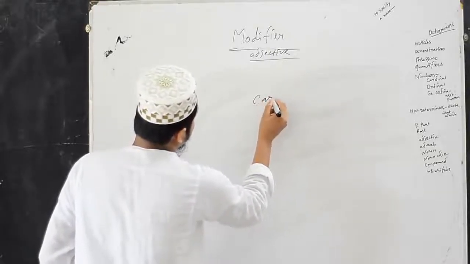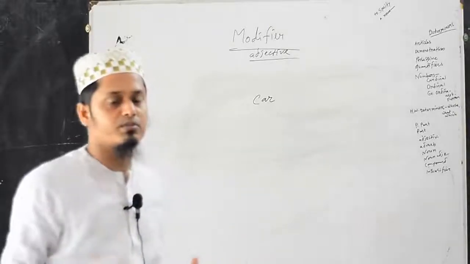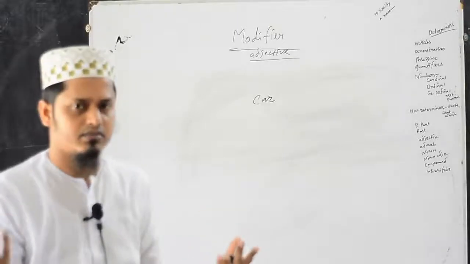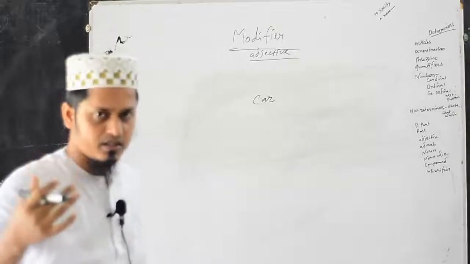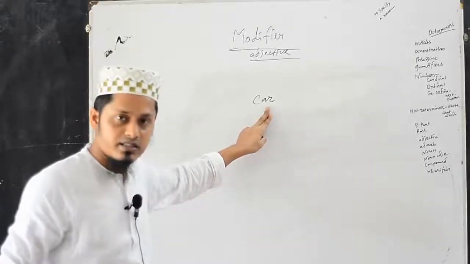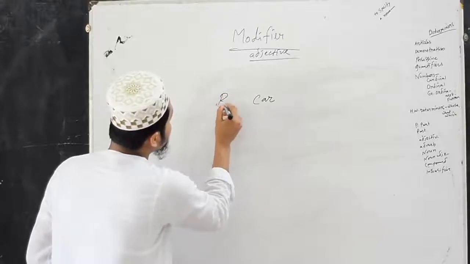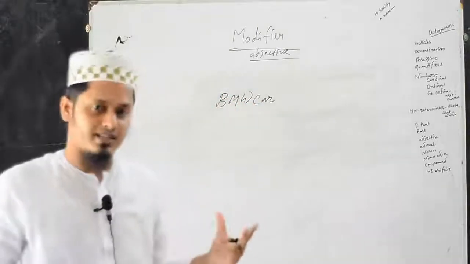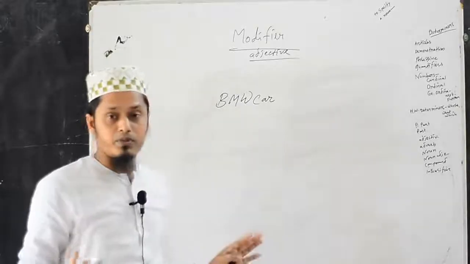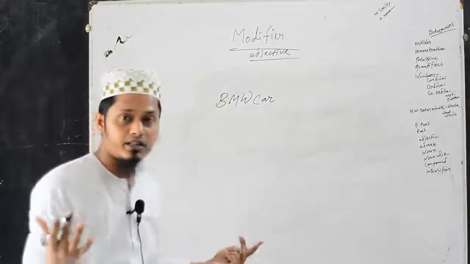If I write car, the word car, that means you know this is one kind of vehicle. This car, what type of car, I don't know. A simple car. But if I modify this word, adding a word before or after this very word car, such as BMW car. Now this is very clear what type of car. This is a very costly car. And this BMW, this word has worked as an adjective. What type of car? BMW car.